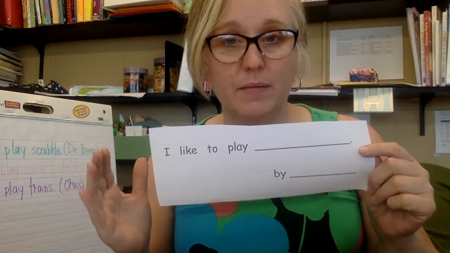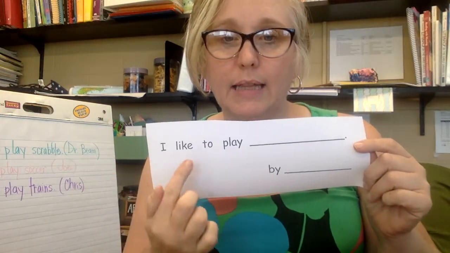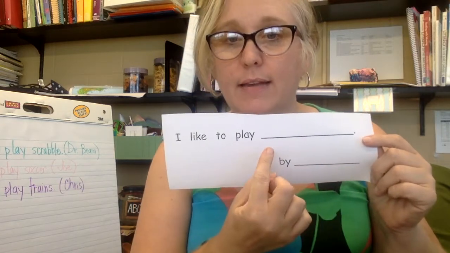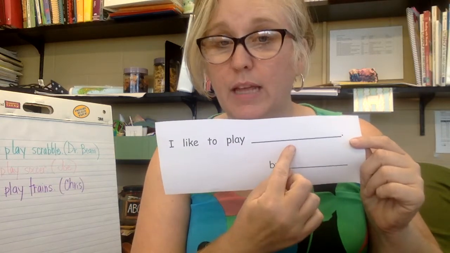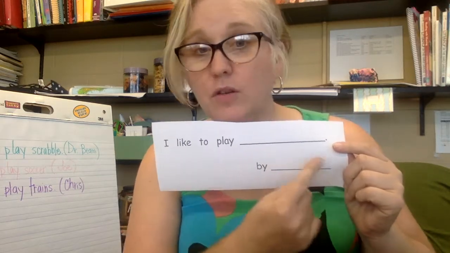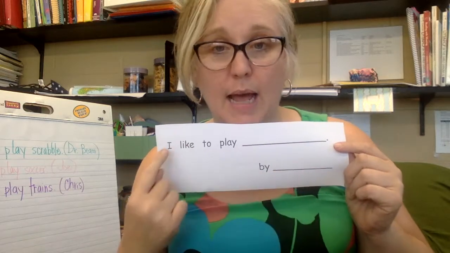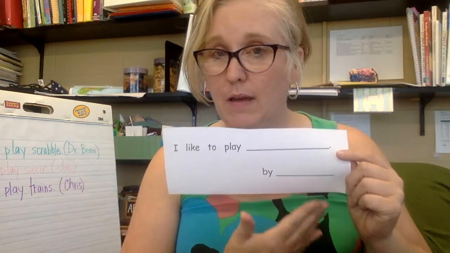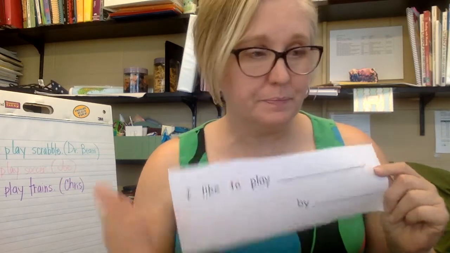I already gave you some of these handouts. I like to play blank by blank. So in this case, if they needed to, all they have to do is fill in what they said they like to play and then their name. If you have students who can do the whole thing, you just put a line here and let them rewrite the whole sentence. So you differentiate it to whatever group of kids that you have.